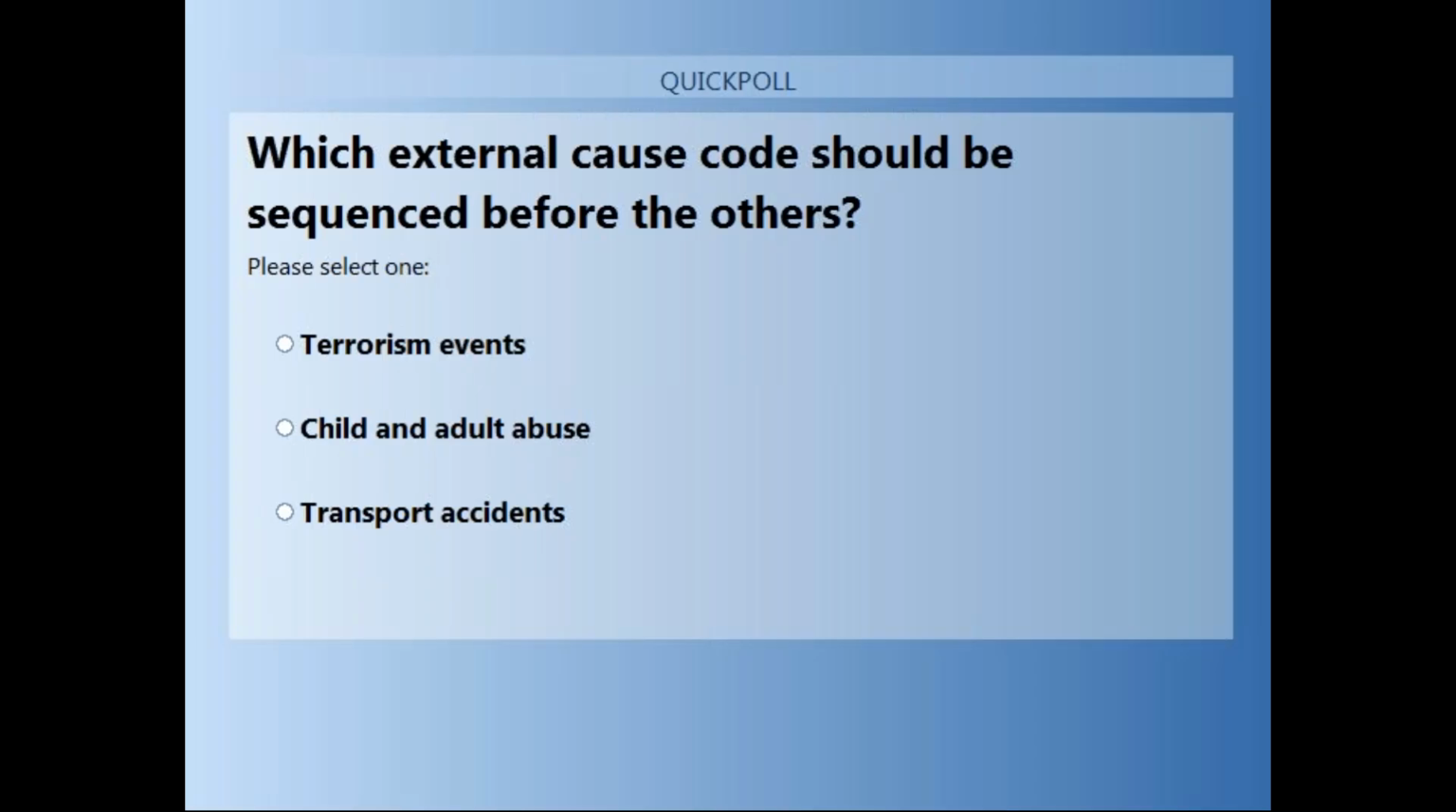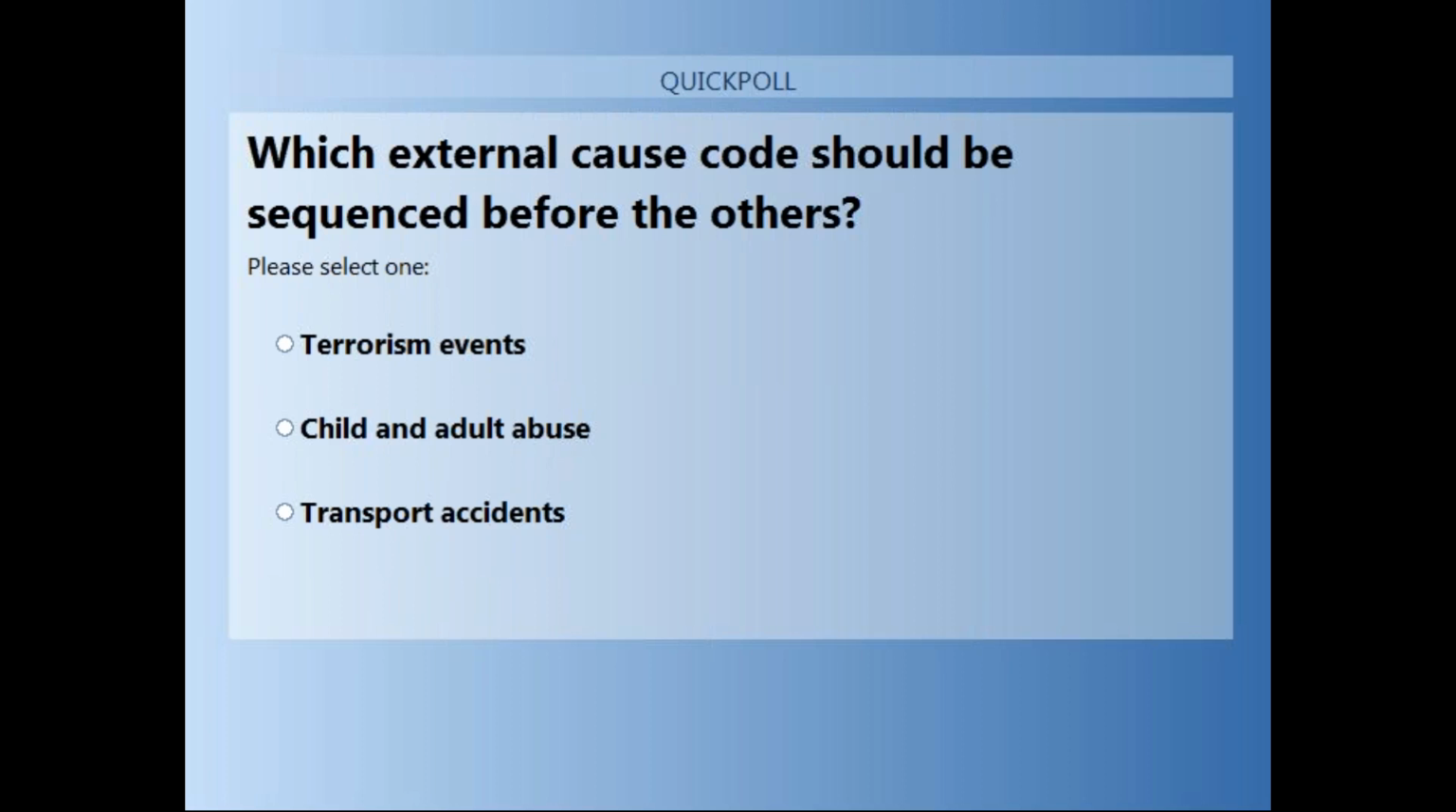Perfect. Okay, I'm launching the poll. You should see on your screen the first polling question of today's presentation. So what do you think? Which external cause code should be sequenced before the others? Is it terrorism, child and adult abuse, or transport accidents? Which one's at the top?